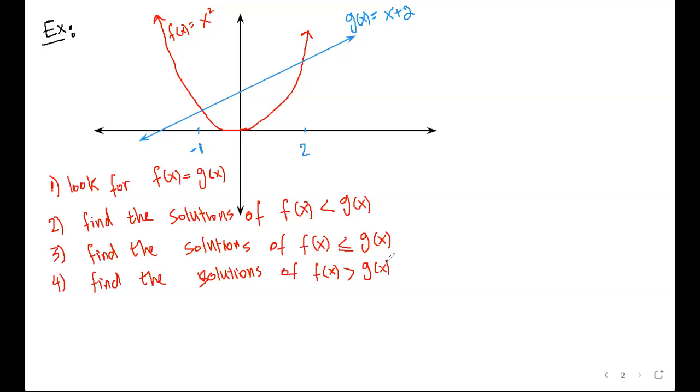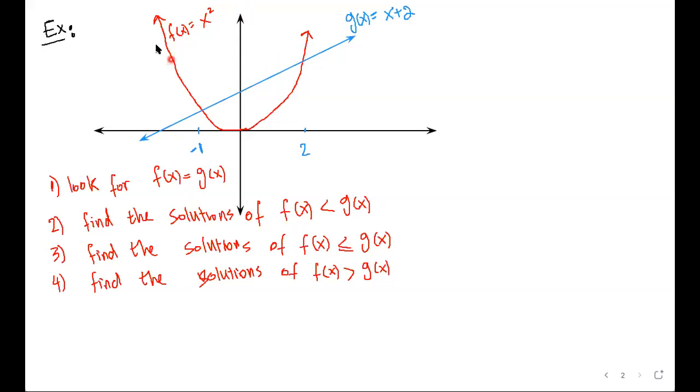Who will do the first one? First one's -1 and 2, right? Yes, exactly. Can you explain why? Those are the 2 points where the graphs intersect, which means they're equal at those points. So f of x equals g of x.